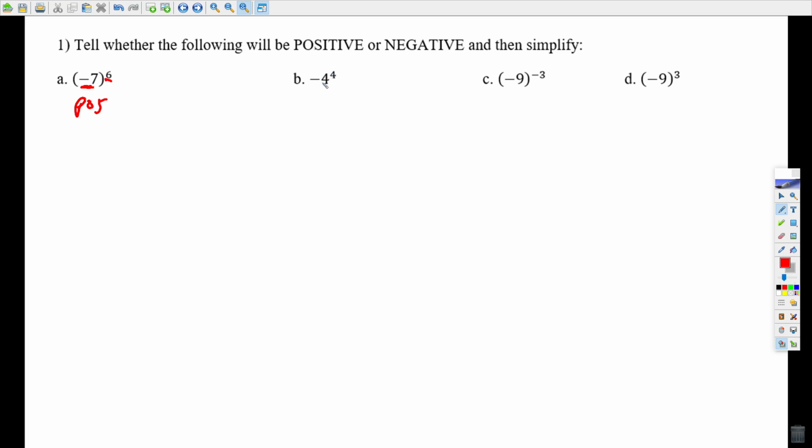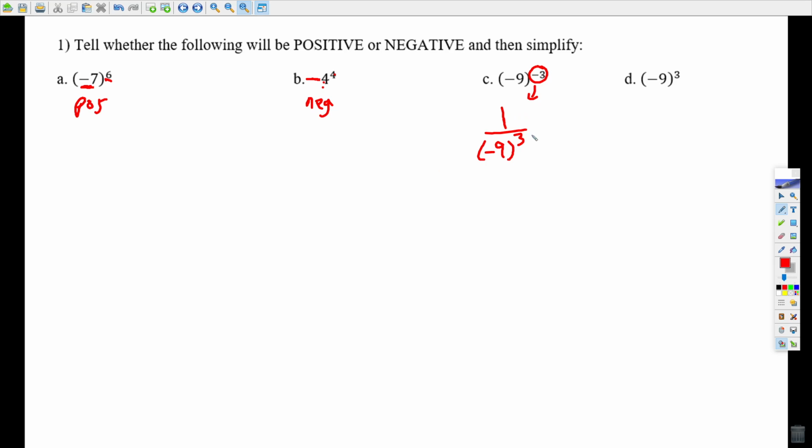This one might trip you up because there's no parentheses. So 4 to the 4th will be positive, but this negative sign is going to stay there. So we know this is going to be negative. Ooh, what happens when you have a negative exponent? Remember, we talked about this just recently. You can put this on the bottom. So really, you would write this like this: 1 over negative 9 to the positive 3.